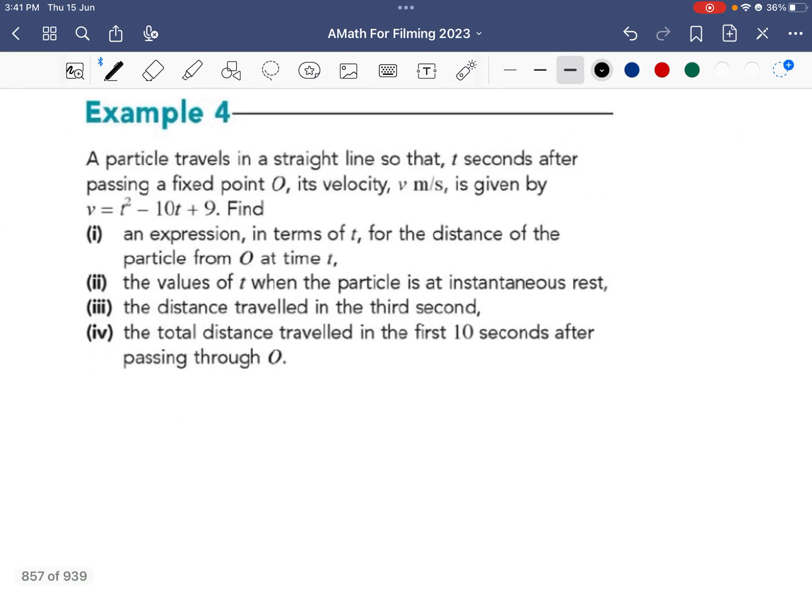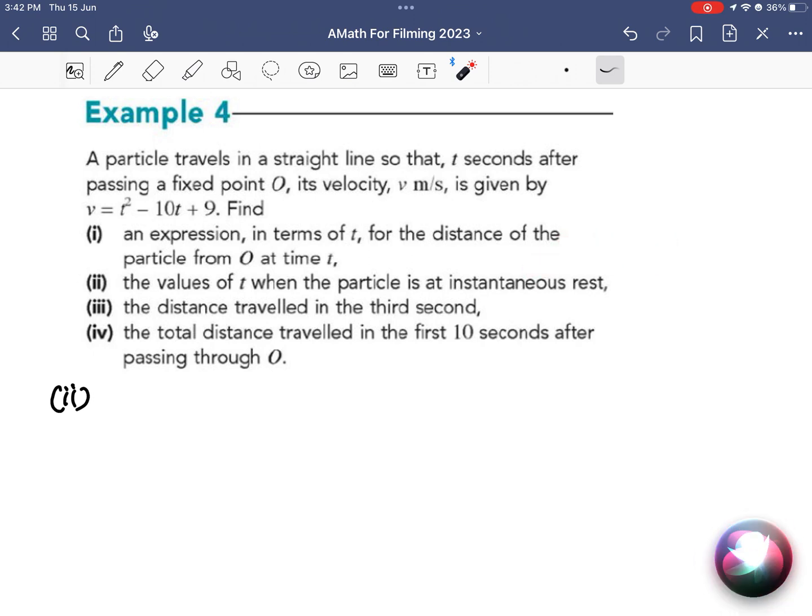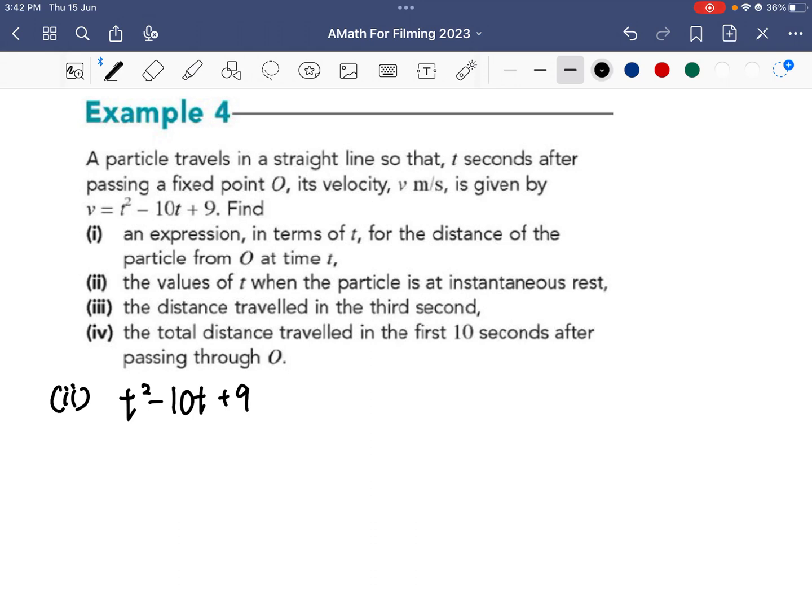Now, the next portion, part 2, asks for the values of t when the particle is at instantaneous rest. If you remember, at instantaneous rest, velocity v is 0. So we can say t squared minus 10t plus 9 equals 0. Simple factorization yields (t minus 9)(t minus 1) equals 0. The two values are t equals 1 or t equals 9.